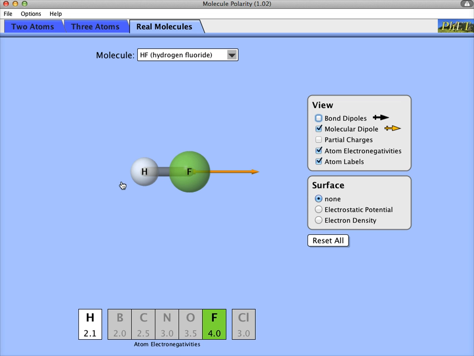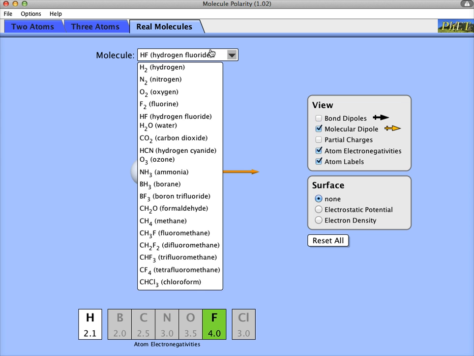And that makes sense, right? The fluorine's a little bit negative and the hydrogen's a little bit positive, so we can say that this molecule as a whole, because those are the only two things in it, is in fact polar. It's a polar molecule. It's got a positive end and a negative end.